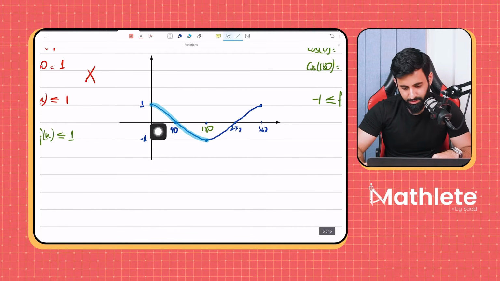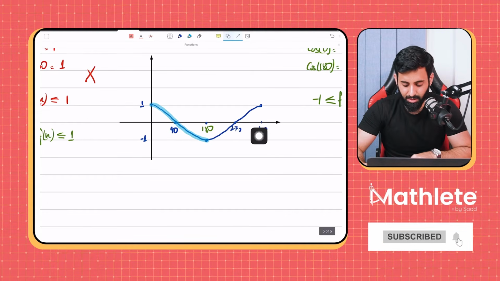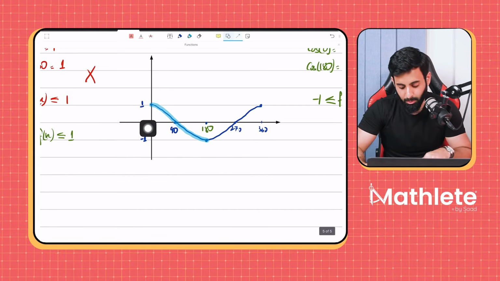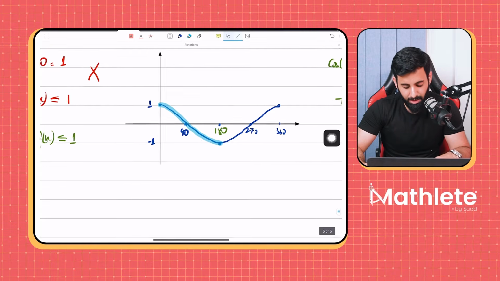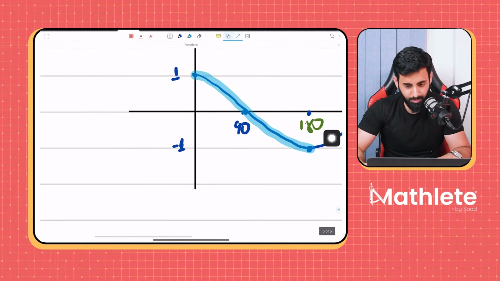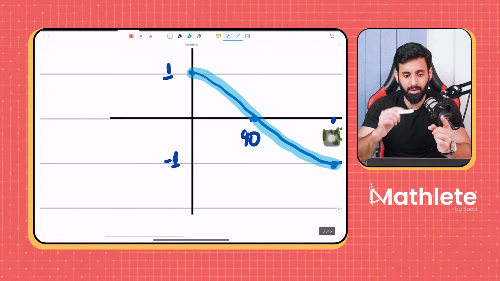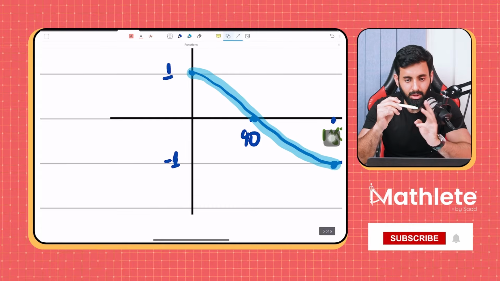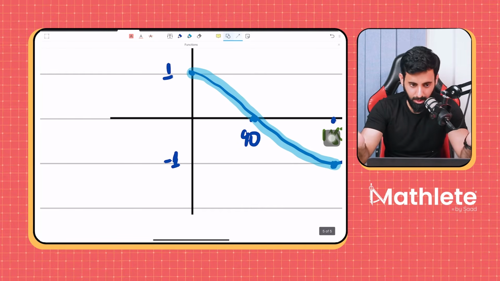There's no specific pattern. From 0 to 90, it's decreasing. From 90 to 180, it's also decreasing. But from 180 to 270, it's increasing. And again, from 270 to 360, it's increasing. So that means this function, within a specific range, is increasing as well as decreasing. However, from 0 to 180, what is it doing? Is it only increasing, only decreasing, or both? It's only decreasing. That's correct. Which means, again, it's a one-to-one function.